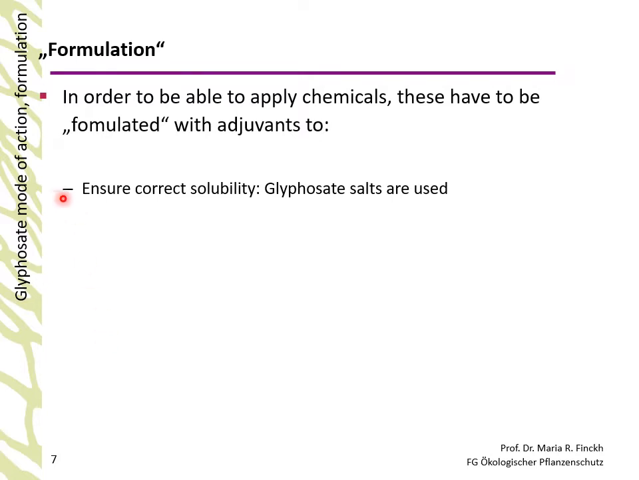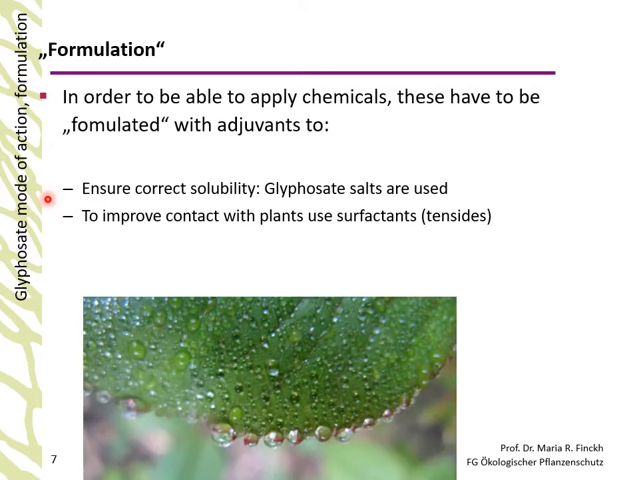Formulation means that all chemicals that we apply in agriculture have to be formulated so they can really be applied. First of all, we have to ensure correct solubility. So glyphosate salts are used rather than glyphosate itself, so it can be dissolved in water. But also, what is very important, most plants have a waxy surface, and it is very difficult for liquids to stay on the plant surface and not just run off.